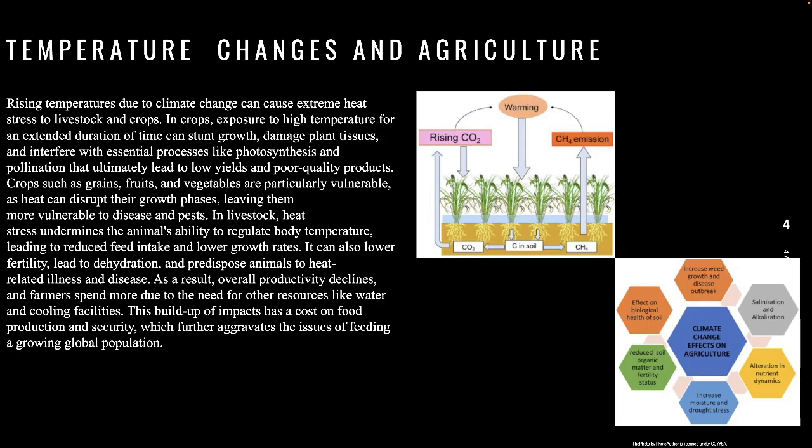In livestock, heat stress undermines the animal's ability to regulate body temperature, leading to reduced feed intake and lower growth rates. It can also lower fertility, lead to dehydration, and predispose animals to heat-related illness and disease. As a result, overall productivity declines and farmers spend more due to the need for other resources like water and cooling facilities. This buildup has a cost on food production and security, which further aggravates the issues of feeding a growing global population.